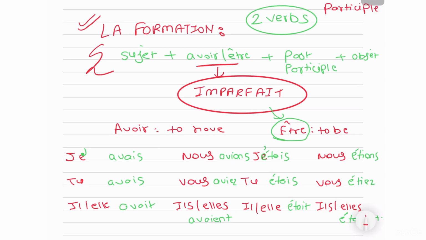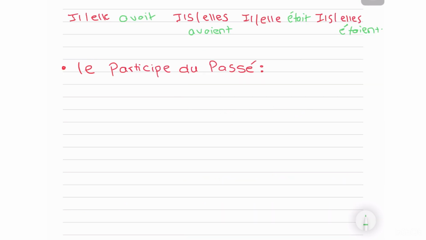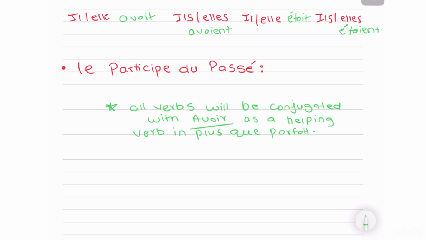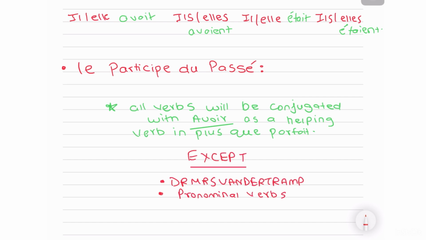Now that we've gotten our helping verb clear, we come to the participe passé, as in how do we conjugate that. This is done exactly how we did passé composé, as in the same rules apply, right? I'll just give you a quick revision. First thing we do is choose between avoir and être. All verbs in plus-que-parfait will be conjugated with avoir, except your Dr. Mrs. Van der Trump verbs and pronominal verbs. They will be done with être.